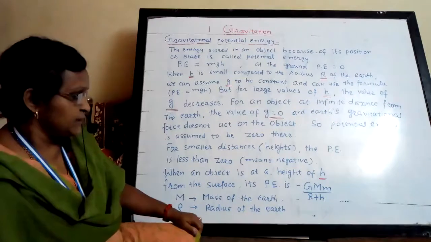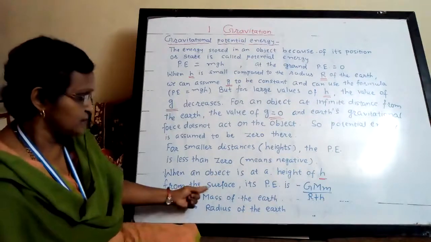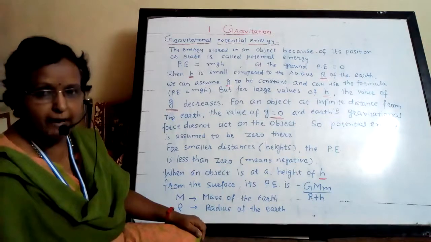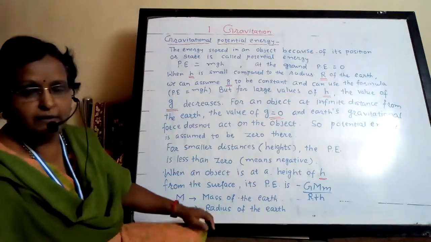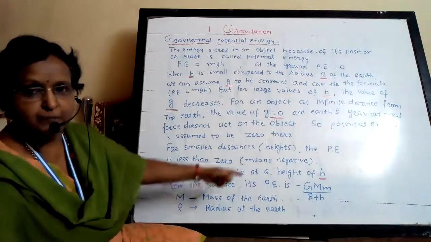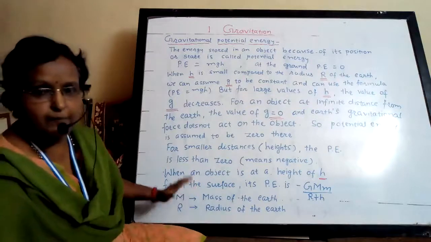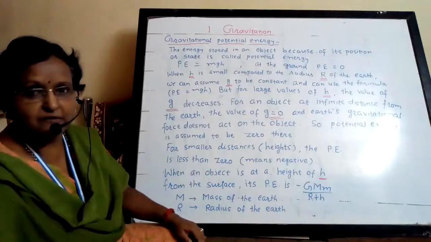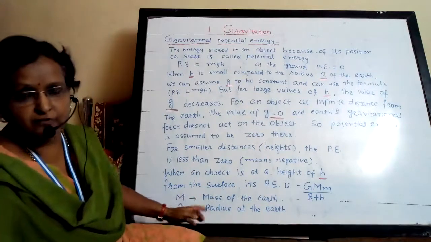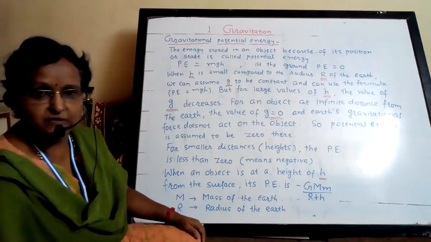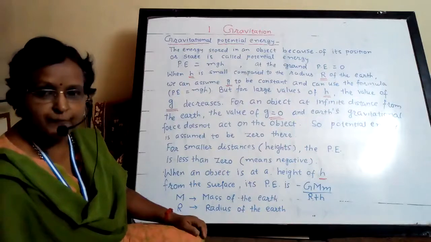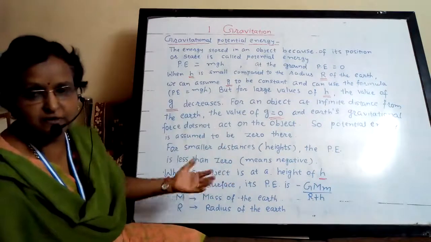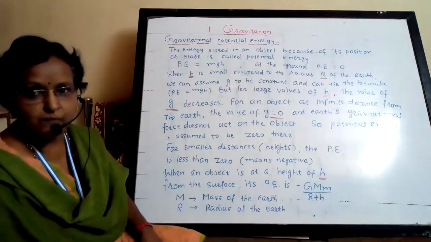When an object is at a height of h from the surface, its potential energy is minus GMm divided by R plus h, where capital M is the mass of the earth, small m is the mass of the object, R is the radius of the earth, and plus h means it is at a height of h, or at a distance of h from the surface of the earth.